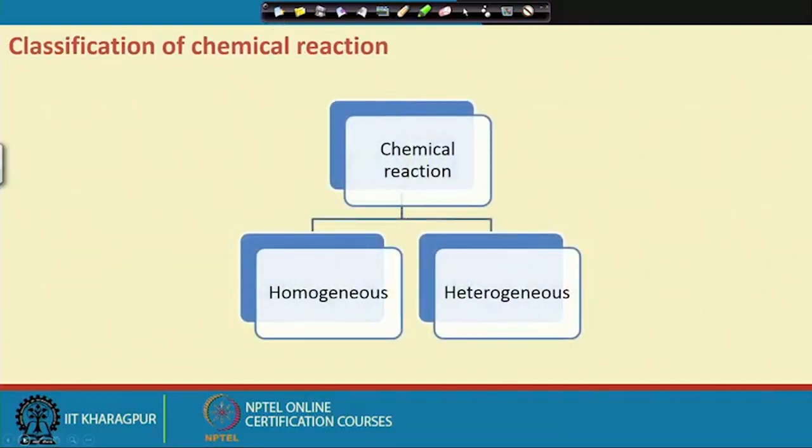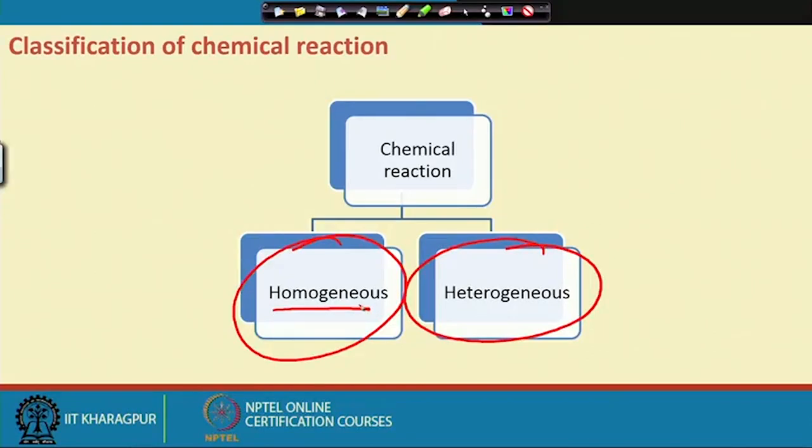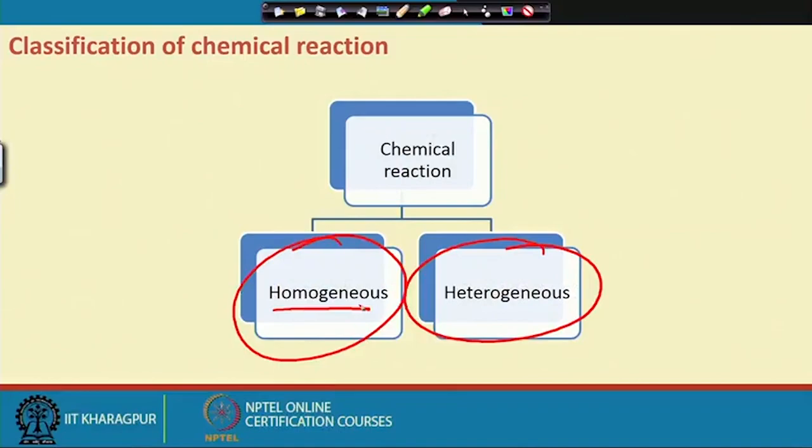Now, chemical reactions can be classified in two different ways. One is called homogeneous reaction, and the other is called heterogeneous reaction. Homogeneous reaction means the reaction takes place in one particular phase. We have three different phases: gaseous phase, liquid phase, and solid phase. If the reaction takes place in one particular phase, we call it a homogeneous reaction.